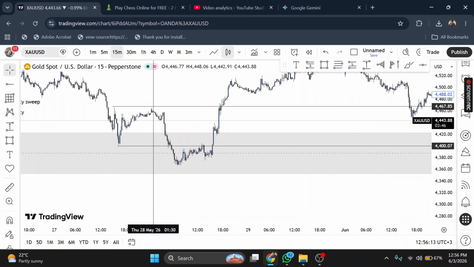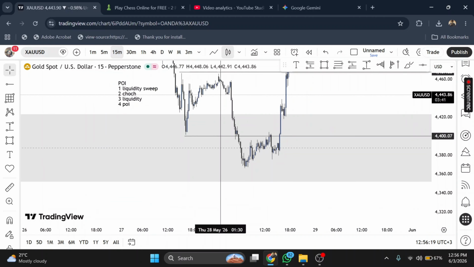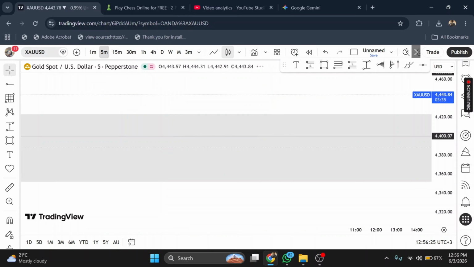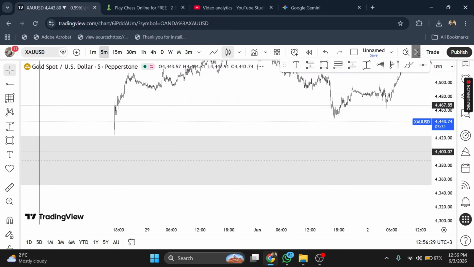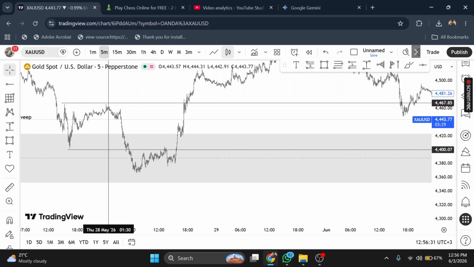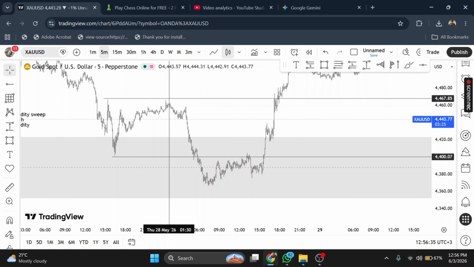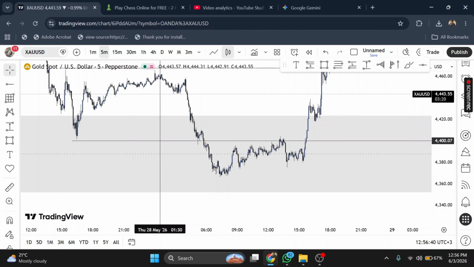So we have number one, the liquidity sweep inside the change of character, inside the point of interest, I'm sorry. Then after that, we wait for this. Let me show you in the 5 minute. I'm telling you how I entered this trade. Everything I teach you here is a review of my trades, how I entered them. Anytime I post something here, it's either an entry I took or a missed entry, and I'll be honest with you.